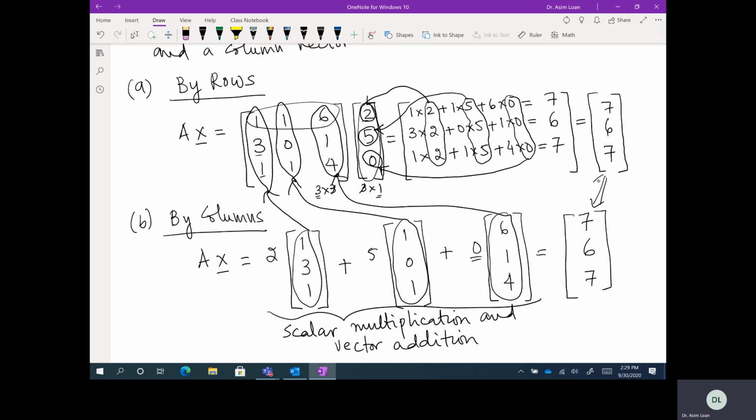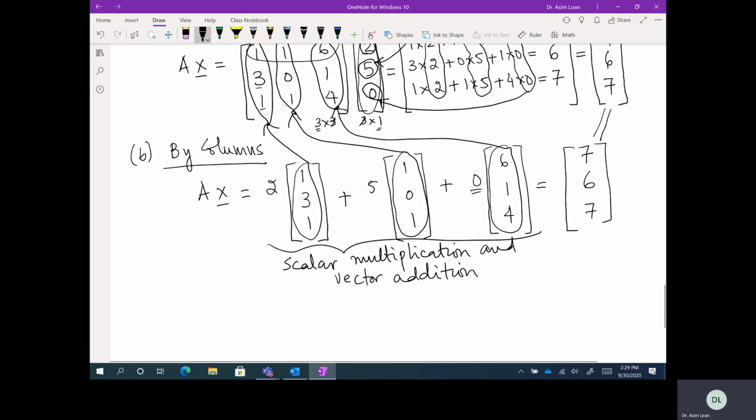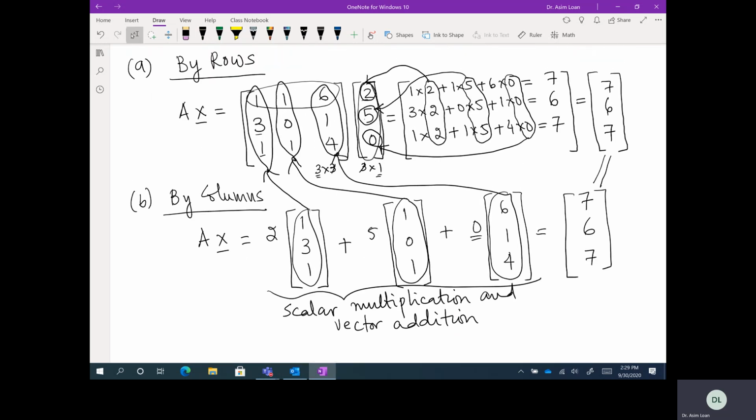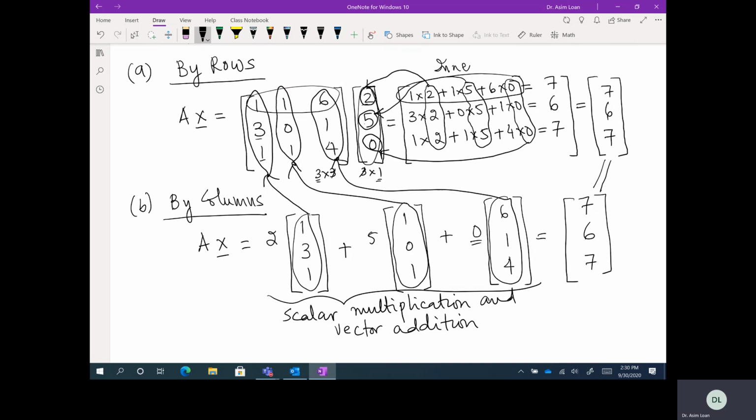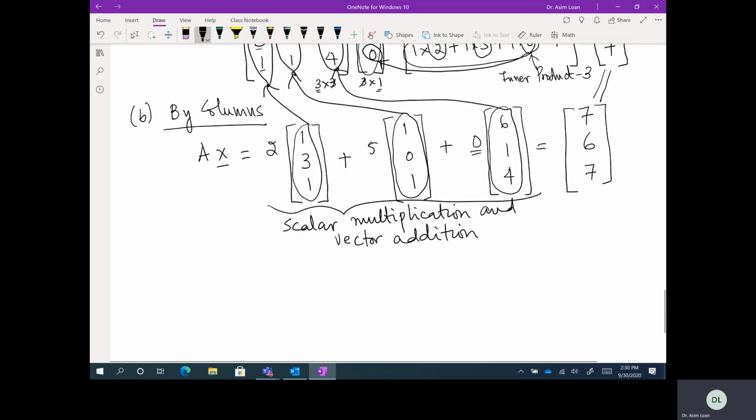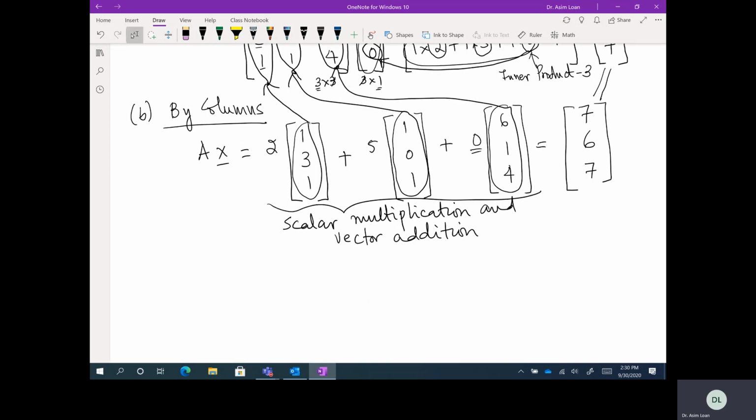Maybe I don't put this as an if and only if sign, so maybe I just put both are equal to. So these are actually inner products: this is inner product 1, this is inner product 2, and this is inner product 3. So these are the 3 inner products. So when you do multiplication by rows, you have inner products. Same thing, but when you look at the column picture, this is simply scalar multiplication and vector addition of the columns of the matrix.